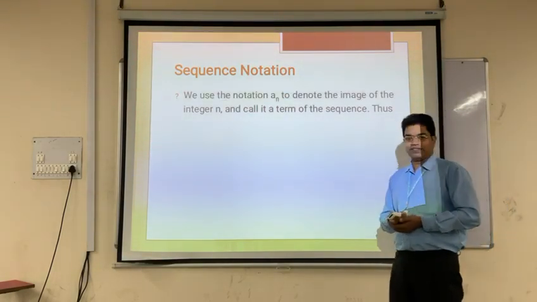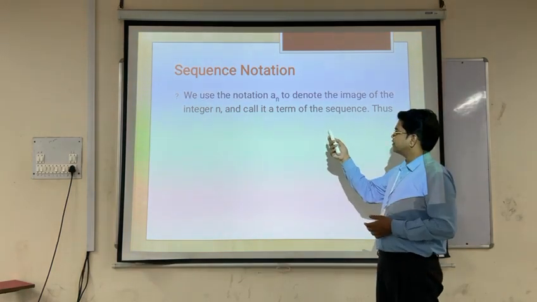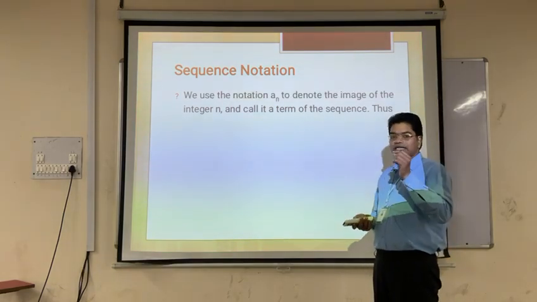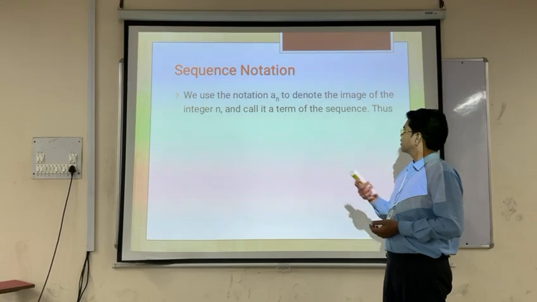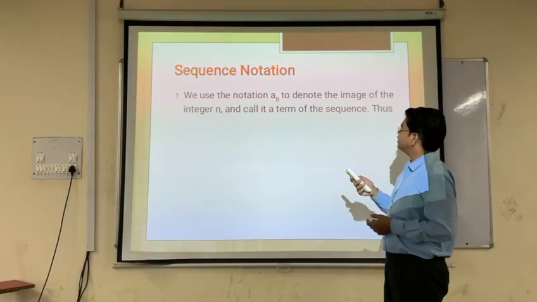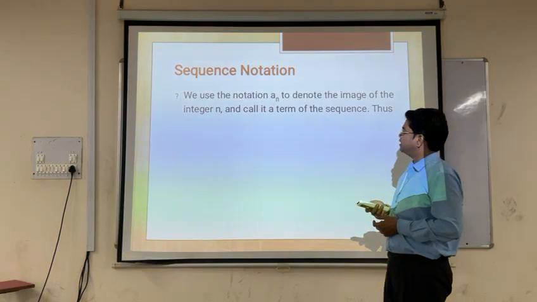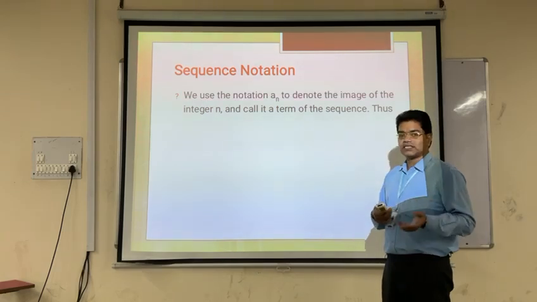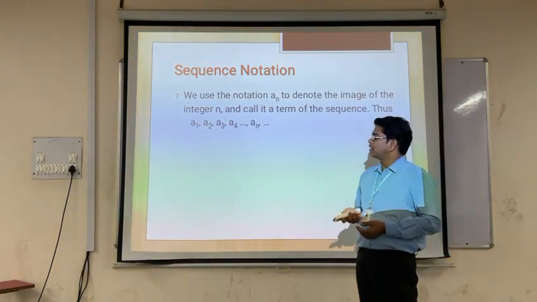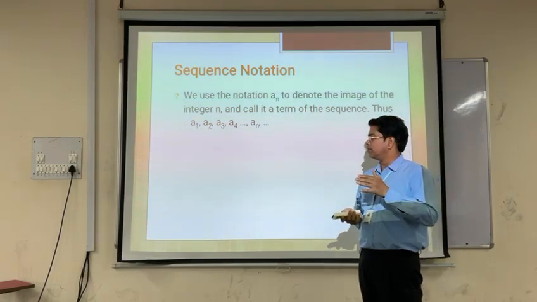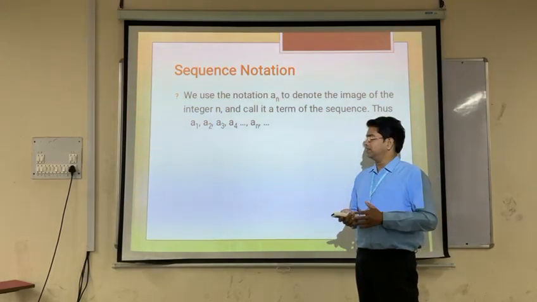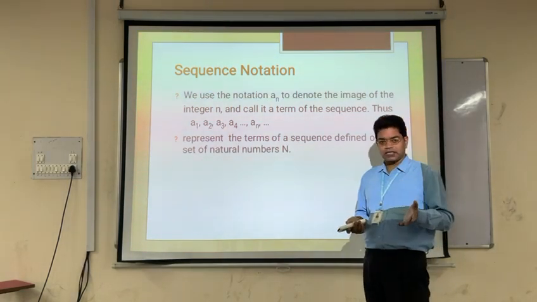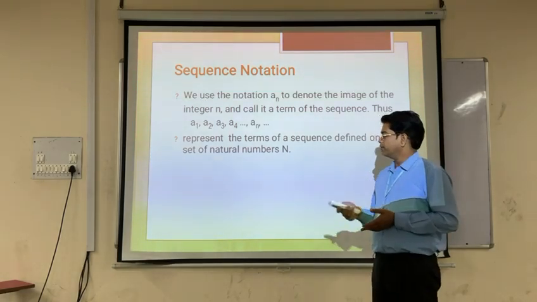Now, how do we denote a sequence? This is the notation, say a_n or x_n, with subscript n. n denotes the nth term of the sequence. We use the notation a_n to denote the image of the integer n and call it the term of the sequence. So a_n means nth term of the sequence. For example, a1, a2, a3, a4, dot dot dot. As I said, dot dot means continuation. a1 means first term, a2 means second term, a3 means third term, and so on.